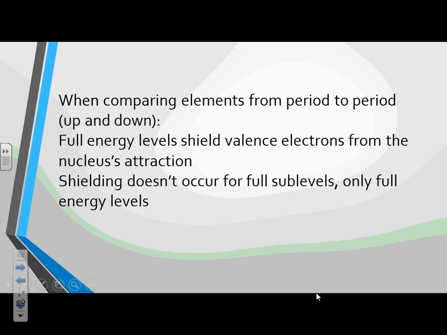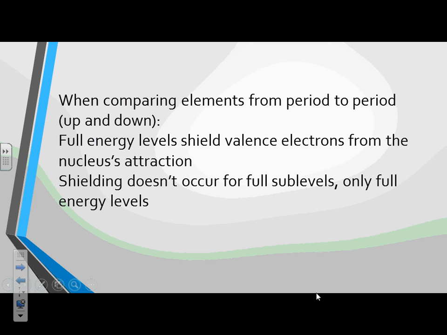So when comparing elements from period to period, which means just up and down one column, this is where the shielding effect takes place, because you're adding more energy levels, and those inner energy levels shield the outer energy levels from the full attraction of the nucleus. And you should also make sure you don't use the shielding effect as a reason for atomic radius increasing as you go down a period, because shielding doesn't occur for full sublevels, only for adding another energy level.